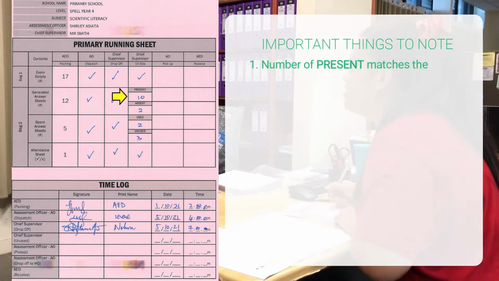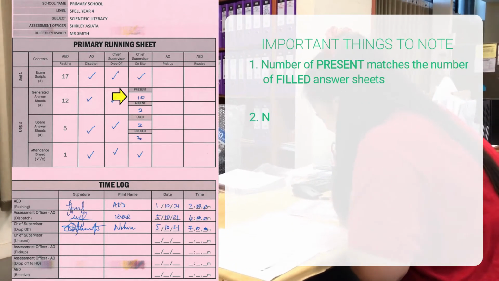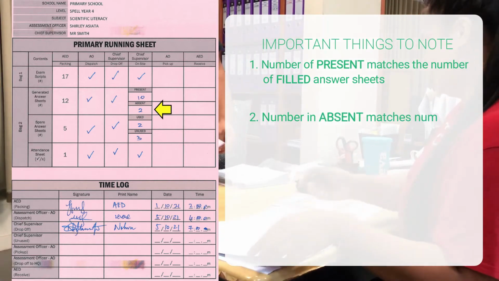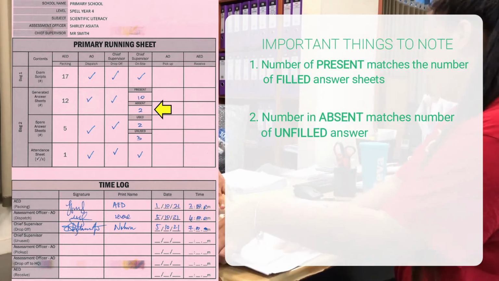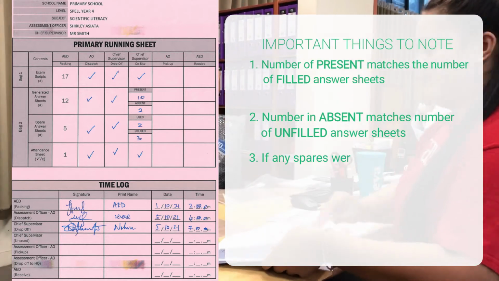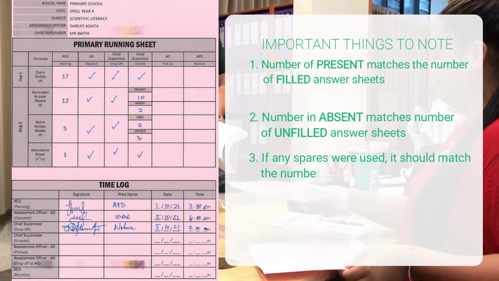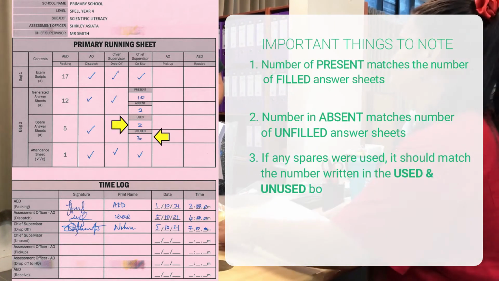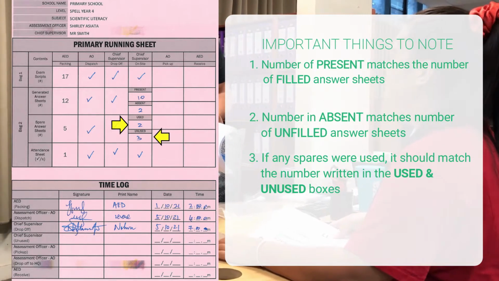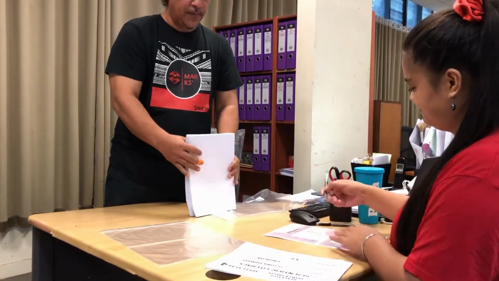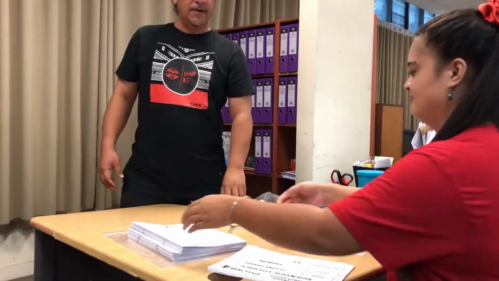Number of present matches the number of filled answer sheets. Number of absentees matches the number of unfilled answer sheets. If any spares were used, it should match the number written in the used and unused boxes. And finally, you should receive the same number of examination scripts as the number written on our running sheets.